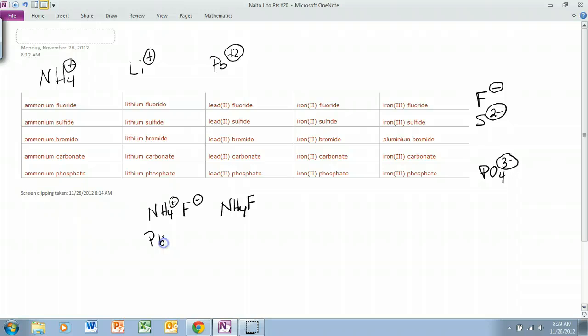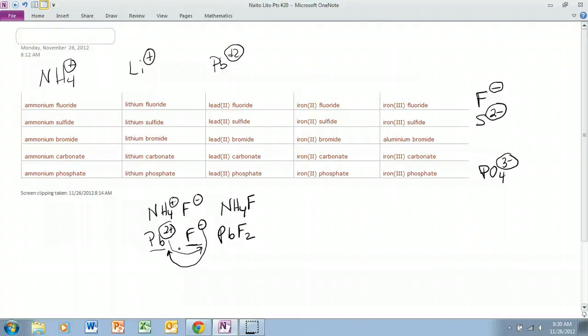But for Pb, I have a 2+, and fluoride again is just -1. So I need 2 fluorines for every 1 lead, and so I would have PbF2. That way they equal out. One thing people talk about is taking the charges and using them as subscripts, called the crossover method, and your book talks about that. If you want to do it that way, it's fine. I just think of them as the least common multiple. I want both of them to have the same total charge.